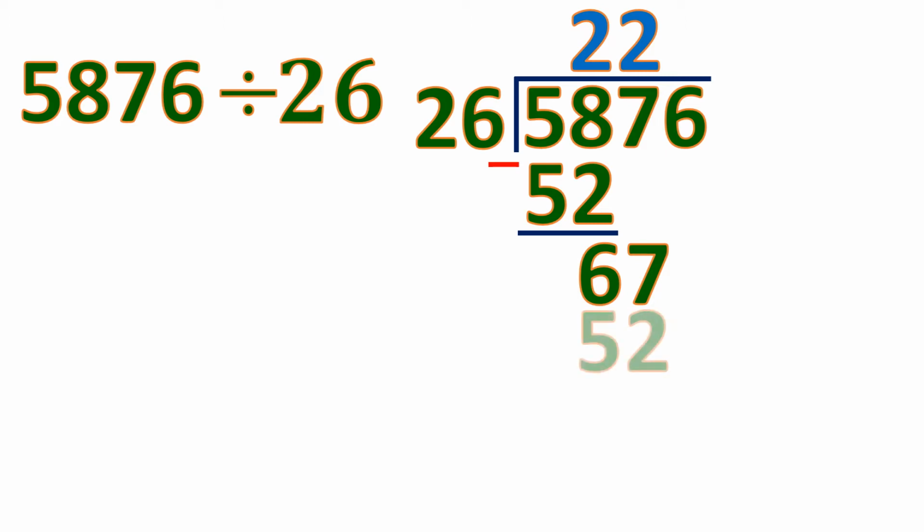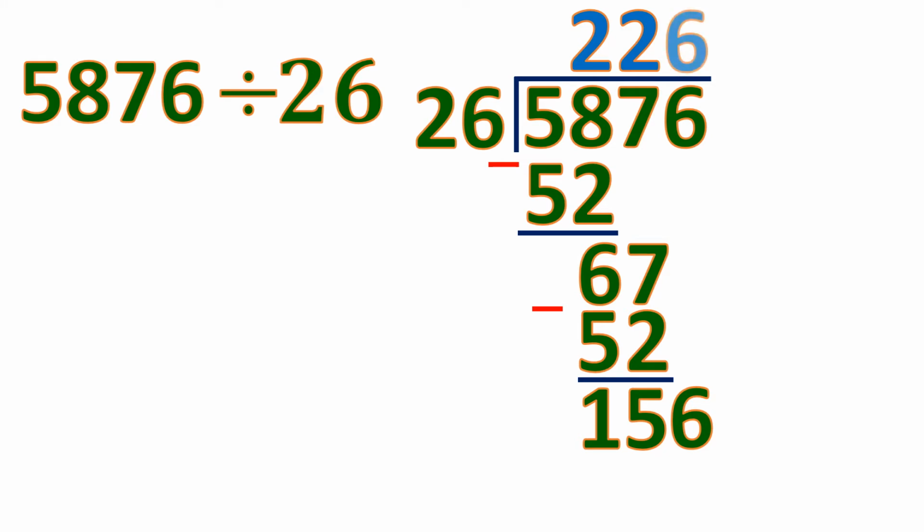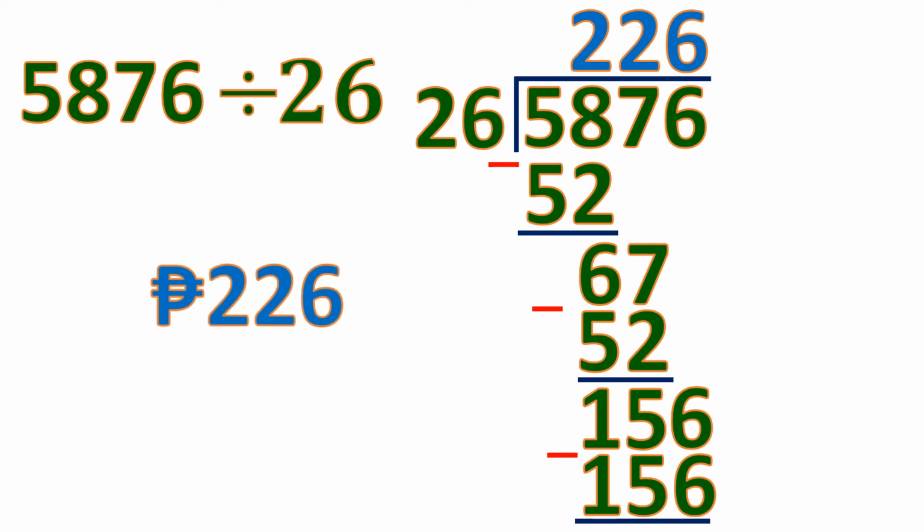2 times 26 is 52, and subtract, so it will be 15. Then bring down 6, so 156 divided by 26 will be 6, which is exactly the same. So if you subtract, it will be 0. So that means the answer is 226 pesos.